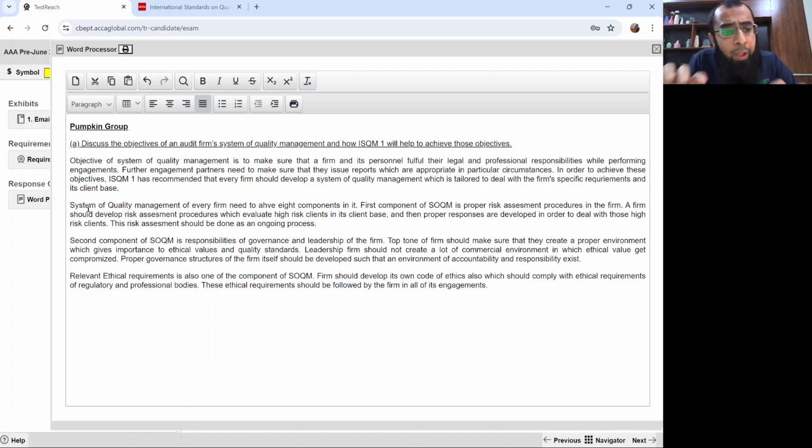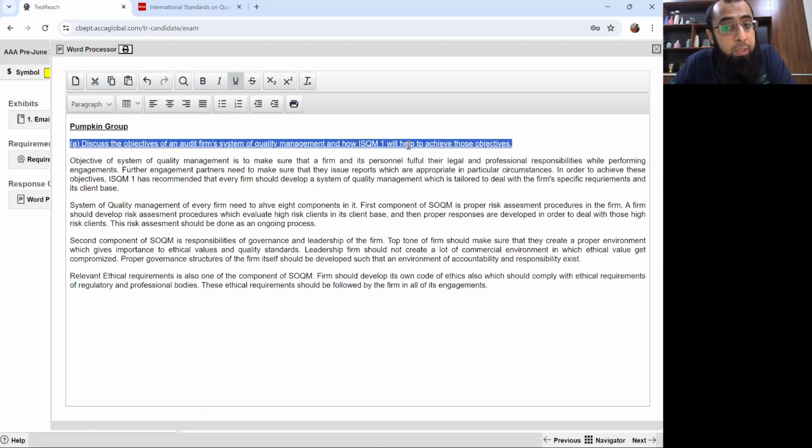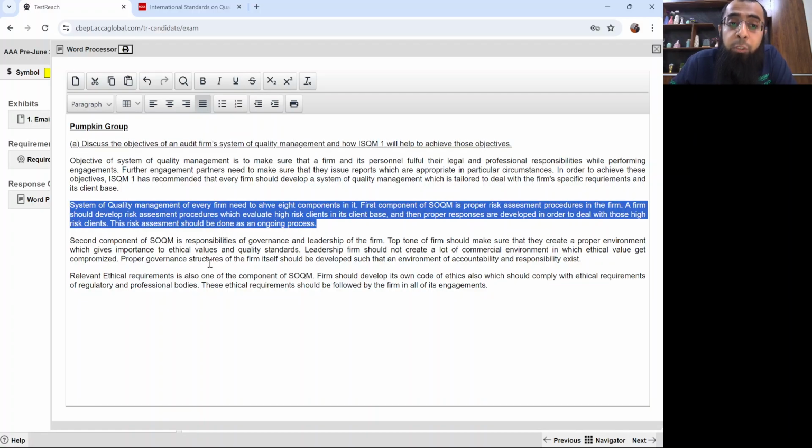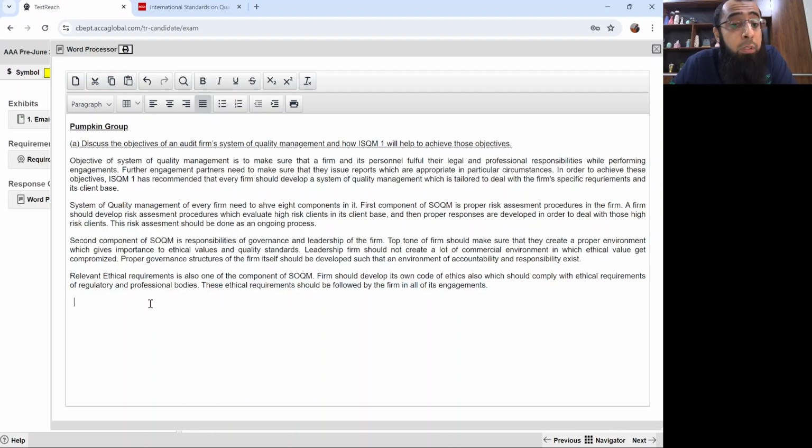See, you have to make sure that you keep it brief. You have to keep it brief: what the SOQM components are and how they will help to achieve those objectives. That risk assessment should be proper, governance should exist, proper ethical requirements should exist, and then those should be followed in all of the engagements. So obviously that will enable the firm to achieve the legal and professional responsibilities.